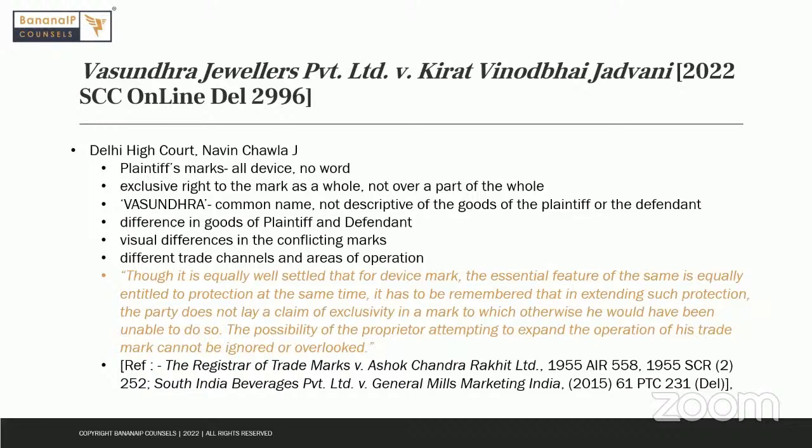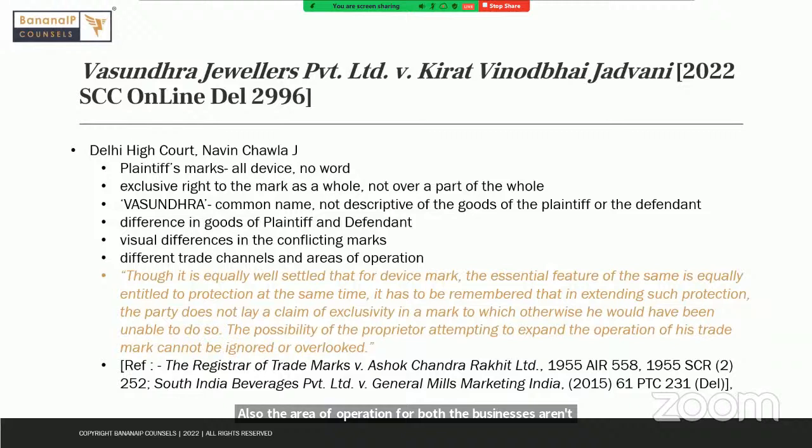Also, the goods that are sold by plaintiff and defendant are very different. They exist in different classes of the trademark registry. They also cater to different classes of society. Furthermore, given that both the marks are device marks, there are visual differences between the conflicting marks. So visually, a person will not mistake the plaintiff's mark for the defendant's mark or the defendant's mark for the plaintiff's mark. Also, the area of operation for both the businesses is different, and both the proprietors have different channels of trade, different channels through which they conduct their business.